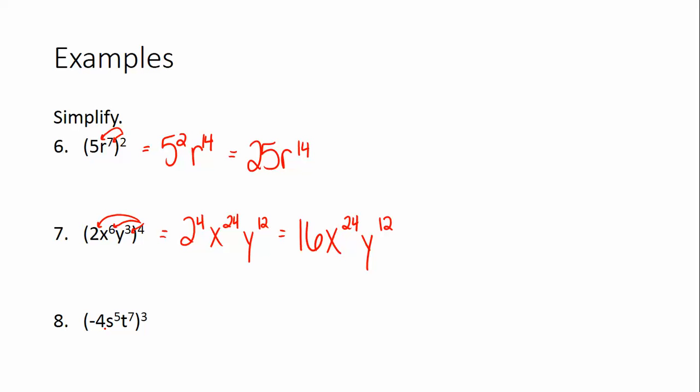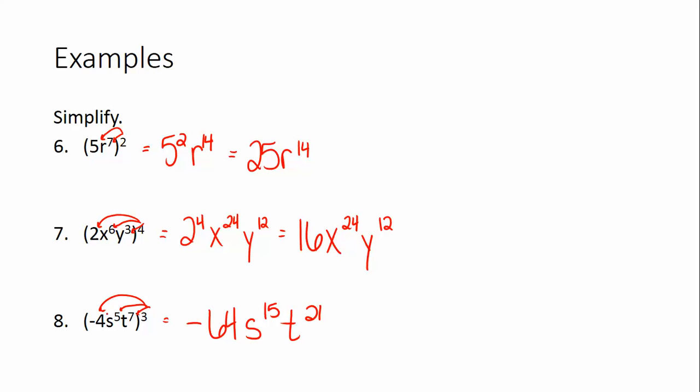Number 8, negative 4s to the 5th, t to the 7th. So we have negative 4 to the 3rd power, and some of you can do this. Some of you can just do this right away. So negative 4 times negative 4 is 16, and 16 times negative 4 is negative 64. Then we have s to the 15th, t to the 21st.